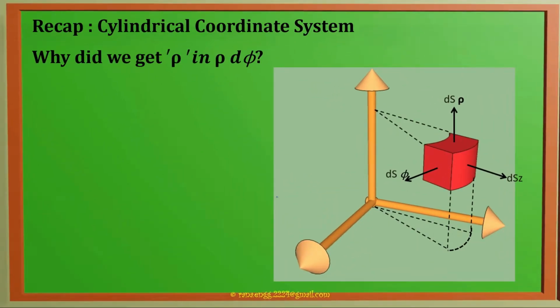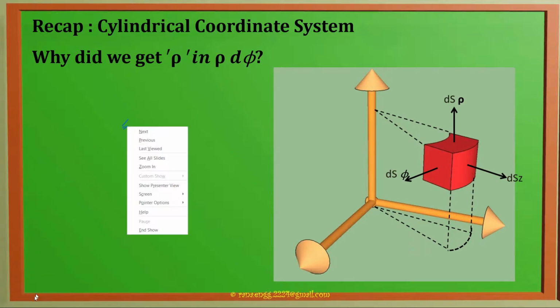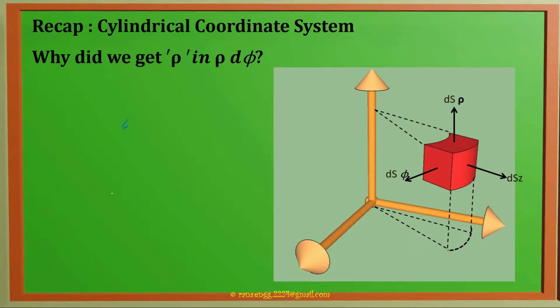We also discussed about the volume of cylindrical coordinate system. So in cylindrical coordinate system, we have seen rho as one directional component. We have seen phi as another directional component and z, which is the third directional component. By using these three values, we can identify any object or point in cylindrical space.